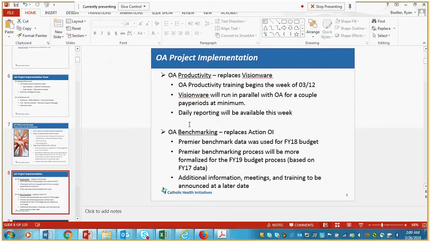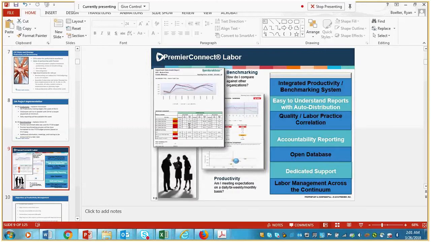I've also stated that we've already used Operations Advisor for benchmarking for FY18, and each of your facilities is actively involved in the FY19 budget process. So the benchmarking data is available for that right now, and as you're having those budget meetings with your finance and decision support teams, this benchmarking data will be one of those pieces of information available in that process. We won't talk much about benchmarking today.